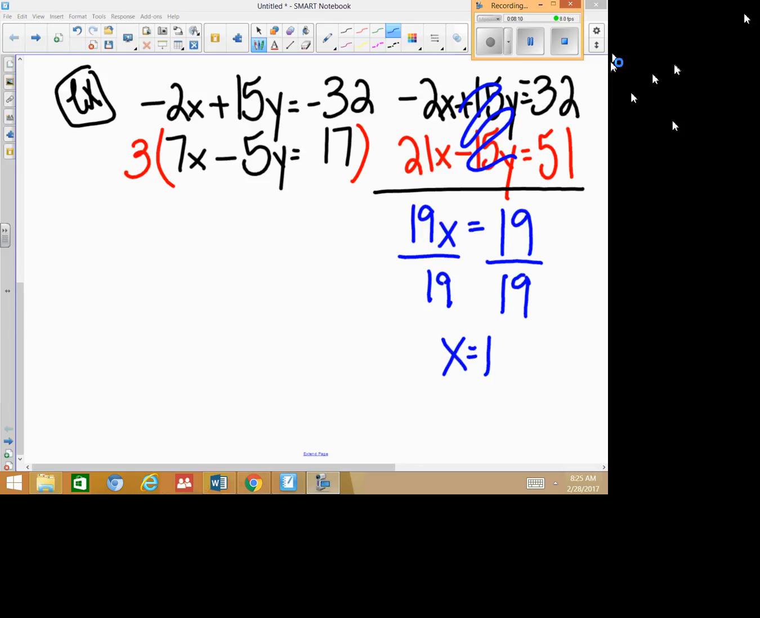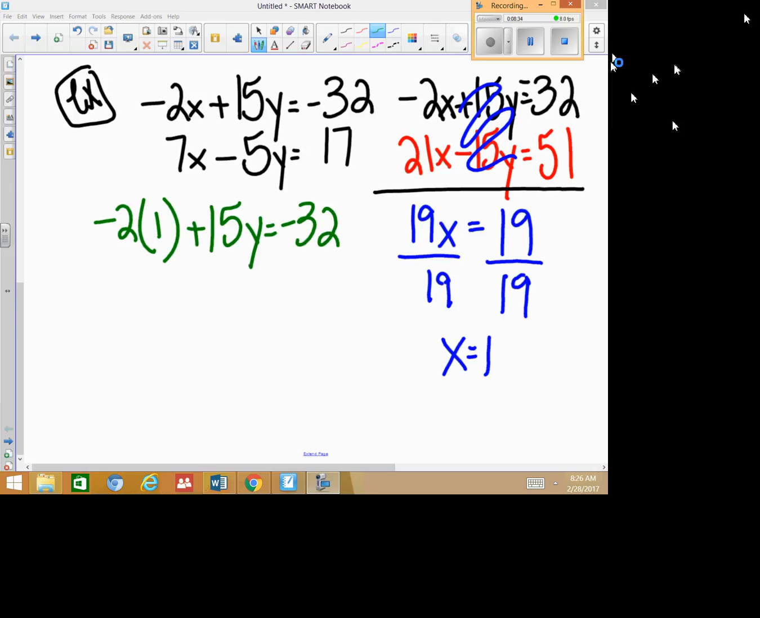Now, you want to plug that x back into one of the original ones. You don't want to plug it back into one of the new ones. So you want to plug it back into one of these two black ones over here. You pick. Which one do you want to do? The top. Grace says the top. So here we go. Negative 2 times 1 plus 15y equals negative 32. So it's 2.